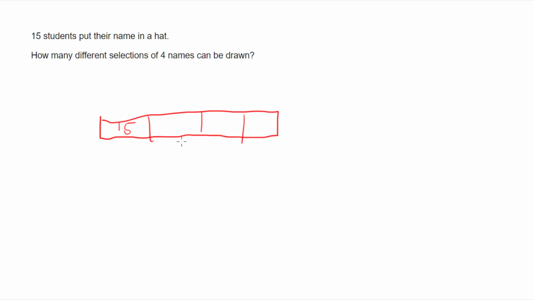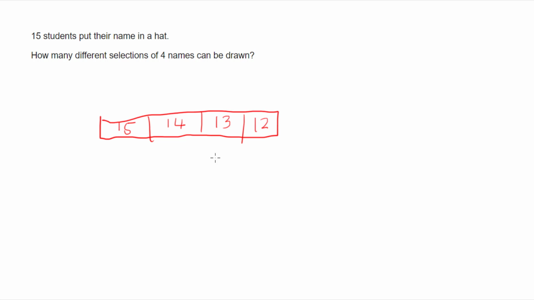And then if I think about my second name, I've already drawn one student out. I can't reproduce that student. So I've only got 14 students left because I've already removed one. Go on to the third student, and now I've taken out 2 students altogether. So I've got 13 students left to pick between. And for the last student, I've got 12 left.